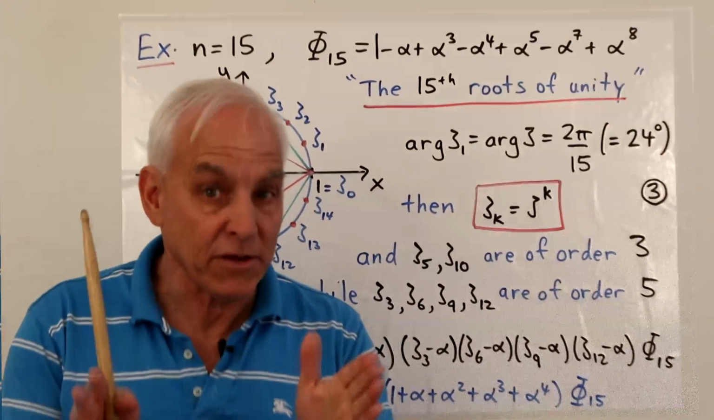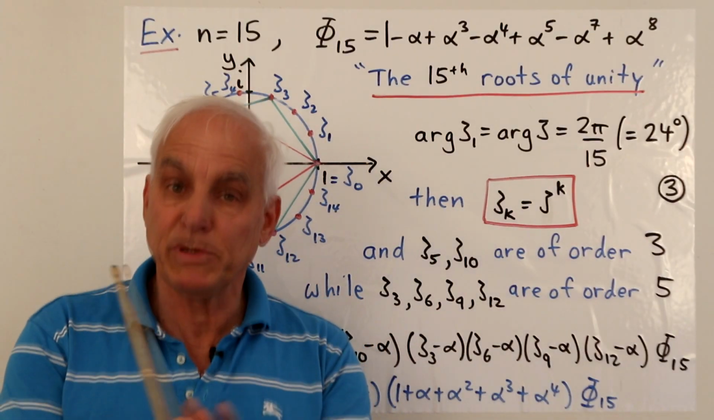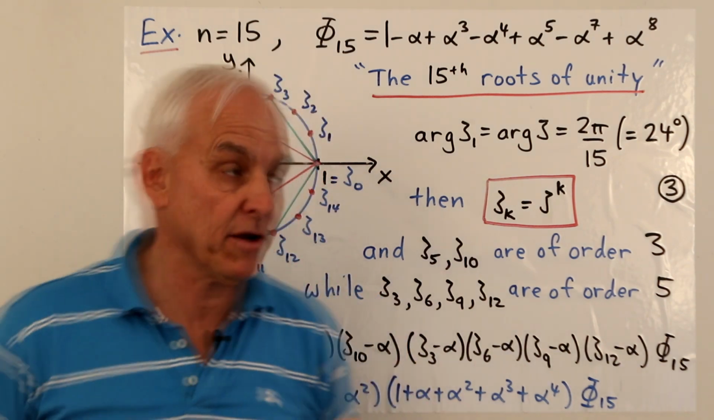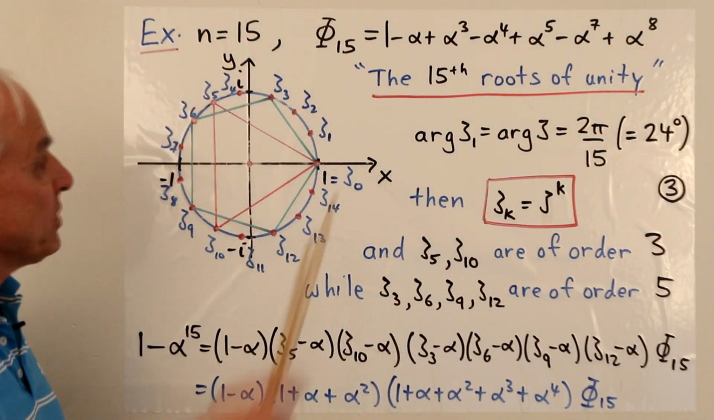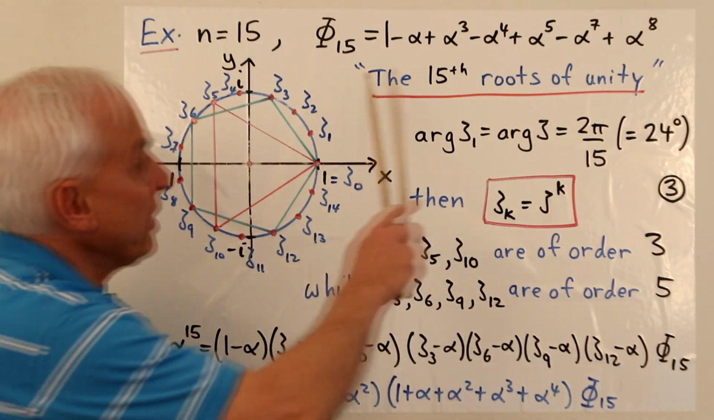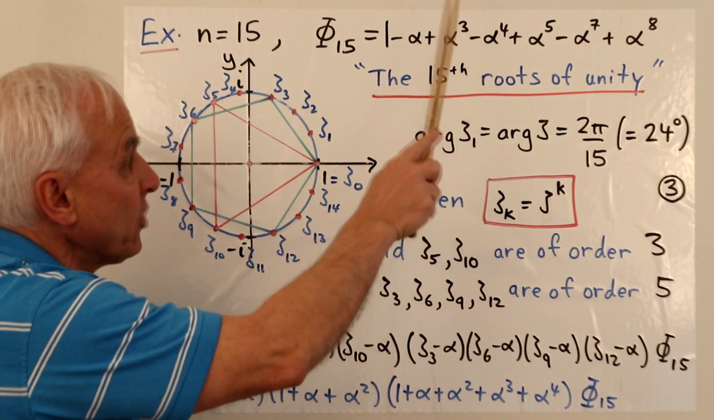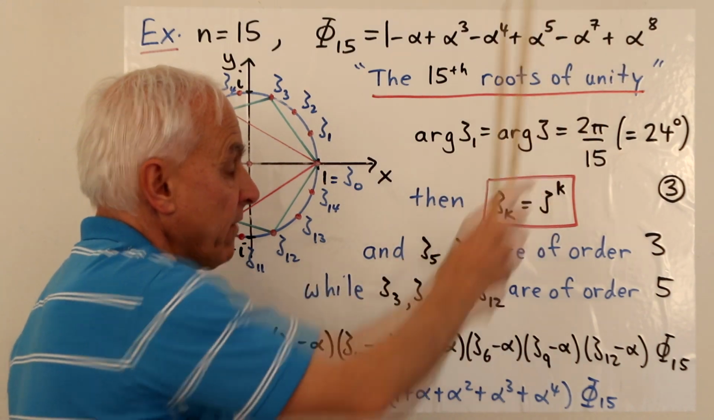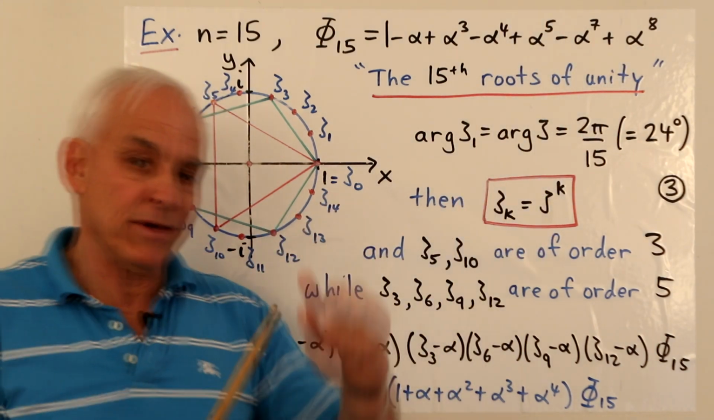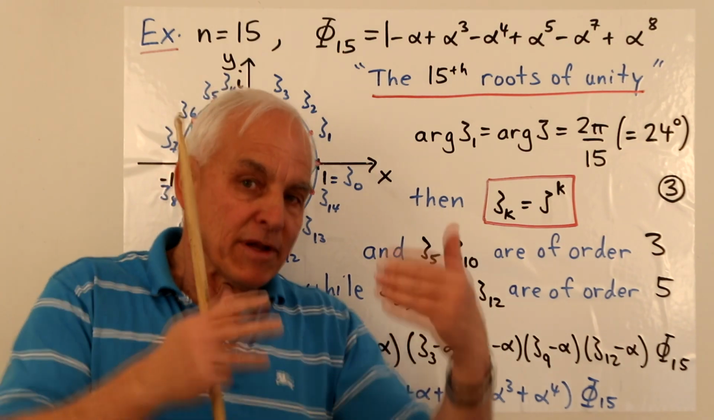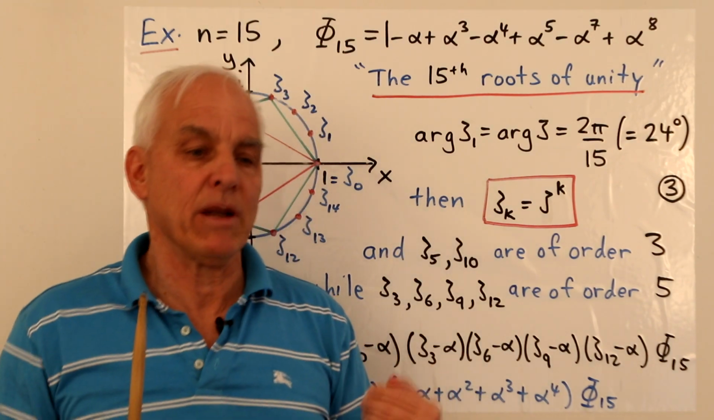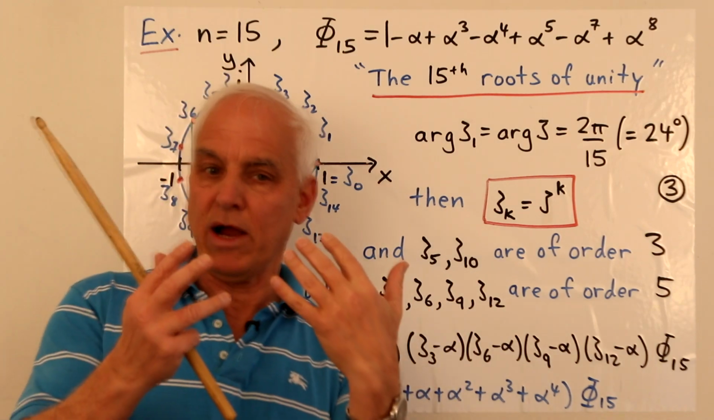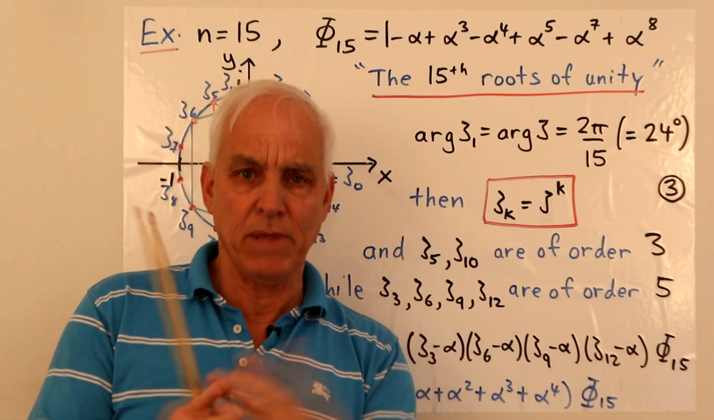So let me illustrate the story with an explicit example when n is equal to 15, which is of independent interest. So it turns out that phi sub 15 is the polynumber 1 minus alpha plus alpha cubed minus alpha to the 4th plus alpha to the 5th minus alpha to the 7th plus alpha to the 8th. And when we had our list of the simplest cyclotomic polynumbers, this was probably the most interesting one, the one that sprung out at you as certainly not being obvious at all.